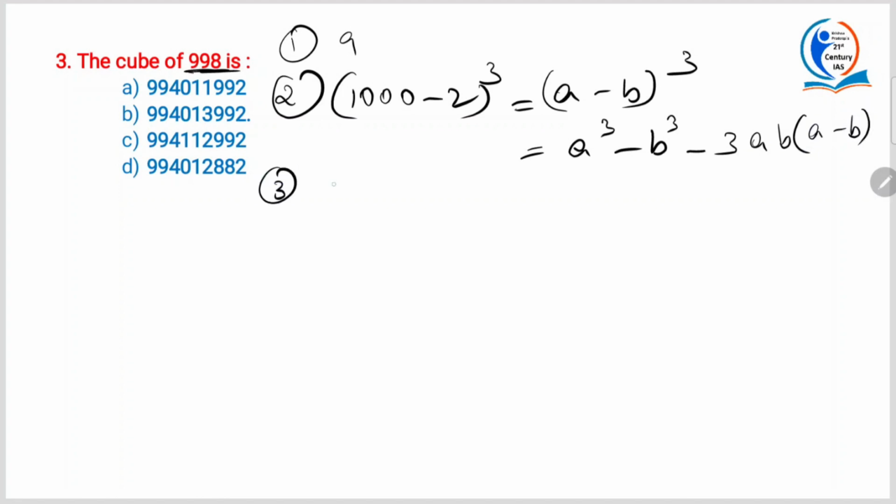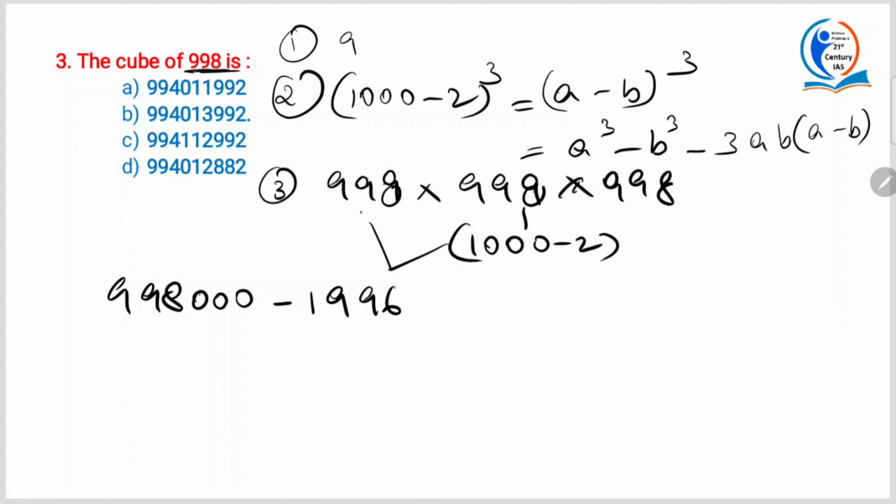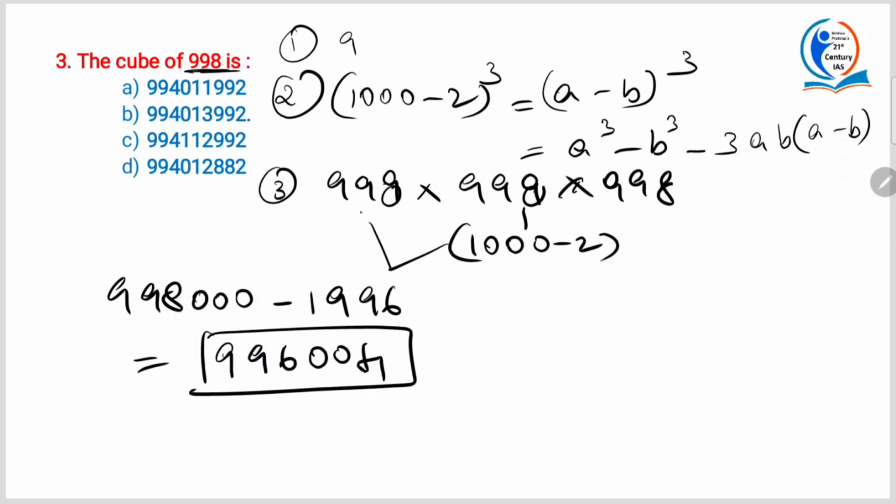The third method is 998 squared first. I'll write 998 as 1000 minus 2. What will you get? 998,000 minus, what is 998 into 2? It is 2000 minus 4, no? So 2000 minus 4 is 1996. So what will you get here? 996004. Now this 998, again I will write it as 1000 minus 2.